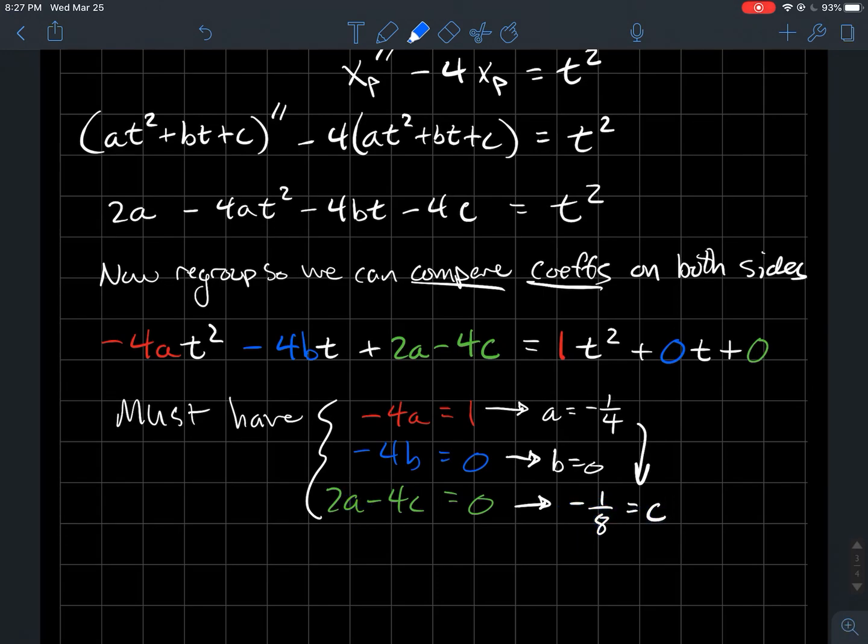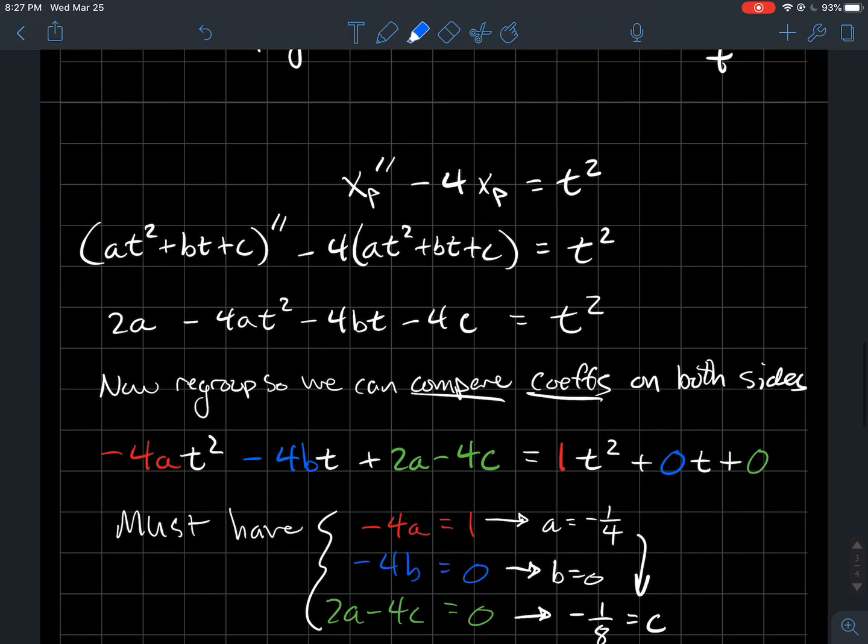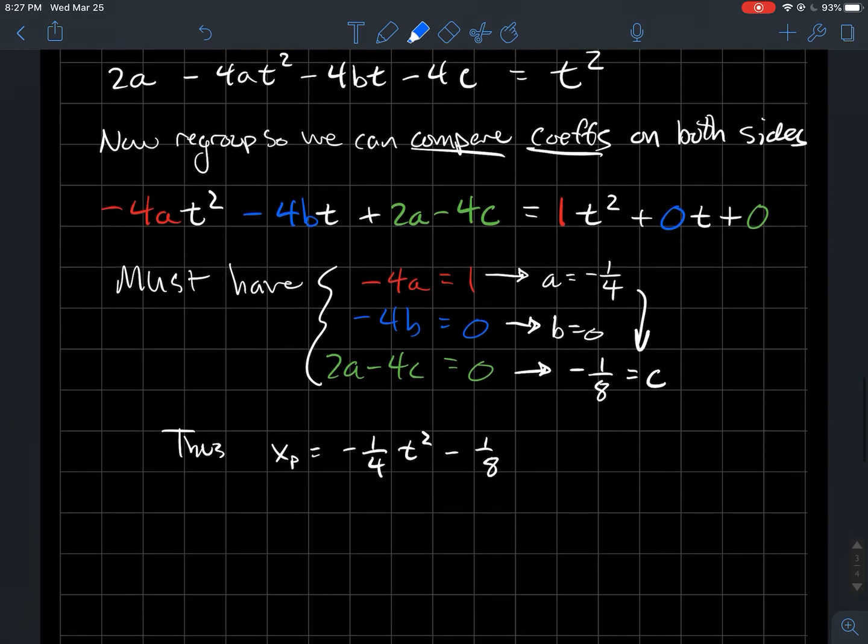So what's the point of that? Well, you just found an a, b, and a c that'll make this a solution to the differential equation. So let's plug those numbers into that. You get xp is minus 1/4, because that's a, right, times t squared. There's no t, so plus 0t, and then minus 1/8. So this is your function xp. This is a particular solution to the non-homogeneous equation.